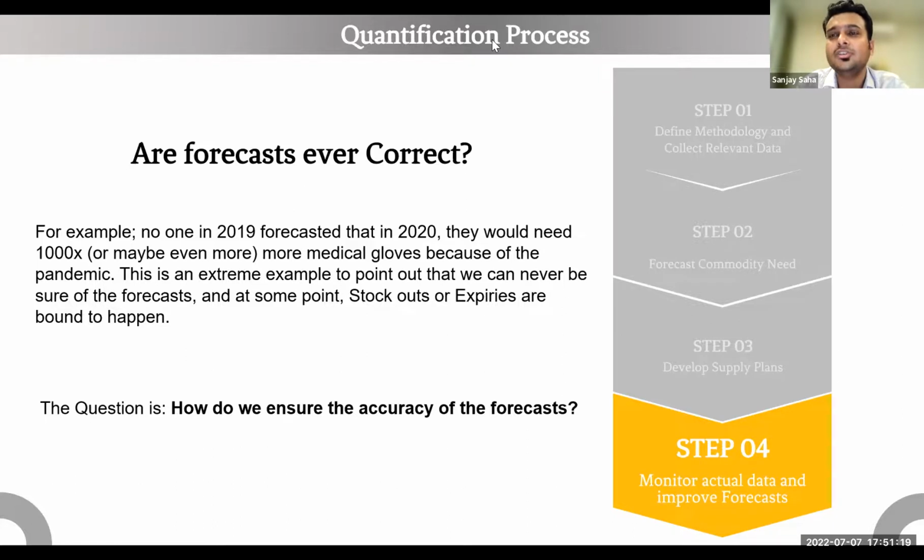So that is specifically for diseases like malaria, dengue, or any other disease which is linked with seasons, linked with weather. All those diseases you can take these kinds of assumptions into account. Now, finally, forecasts are never correct. Forecasts are not supposed to be correct.